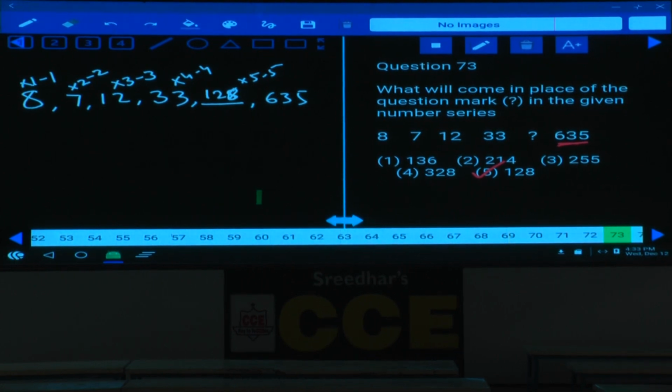Clear now? Now paper number 47, question numbers 1 to 50 and 68 to 73. Any doubts in these questions? Anything to be repeated once again?